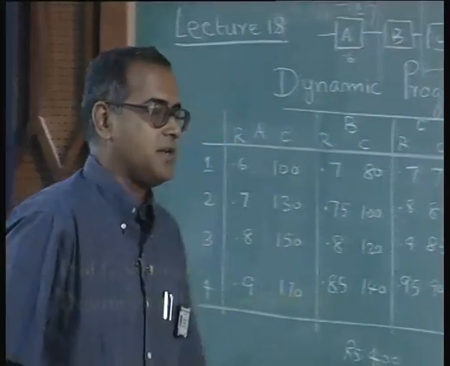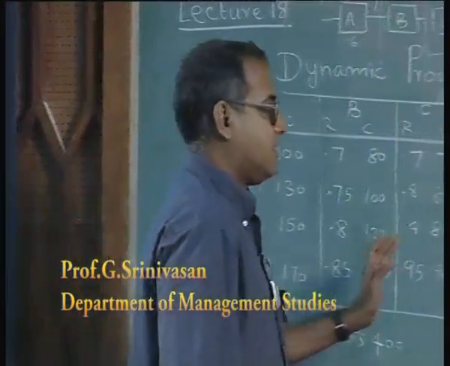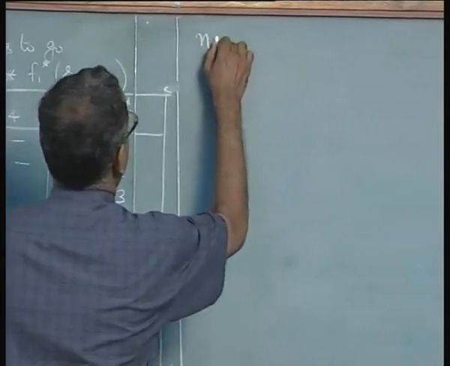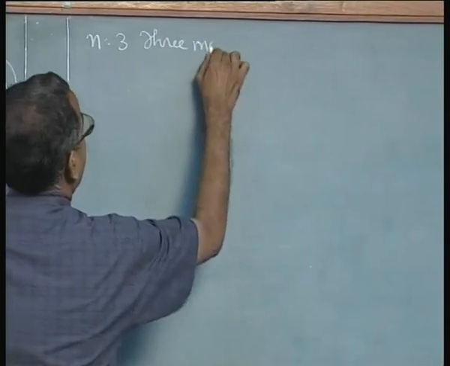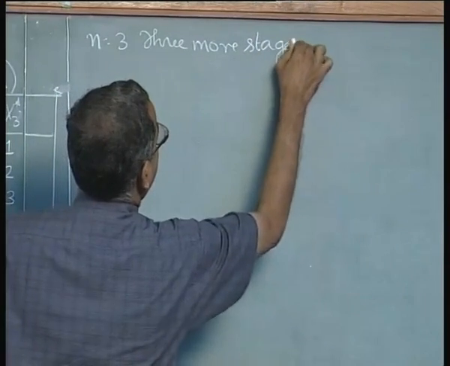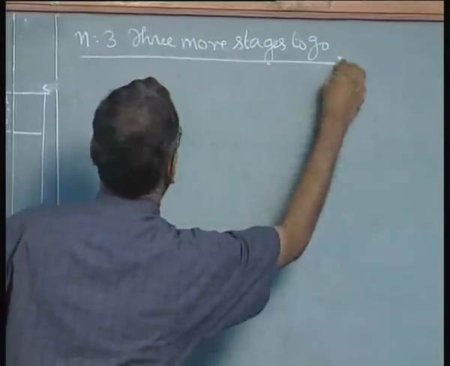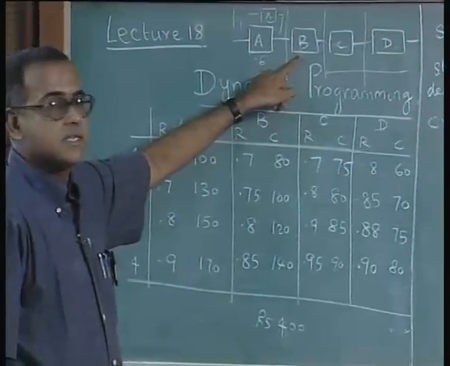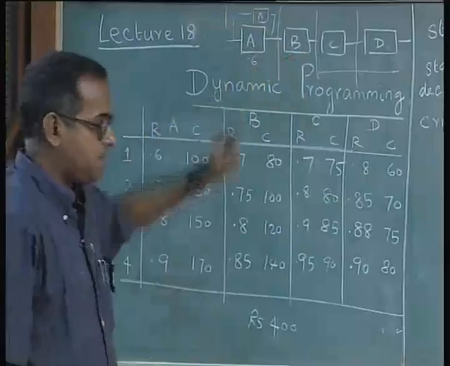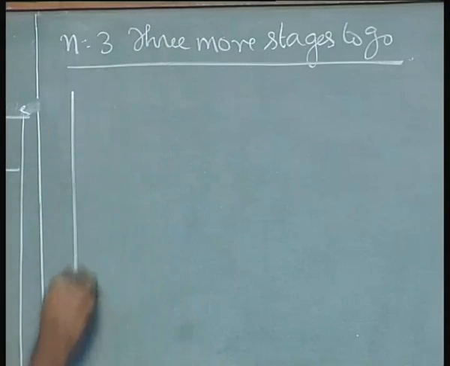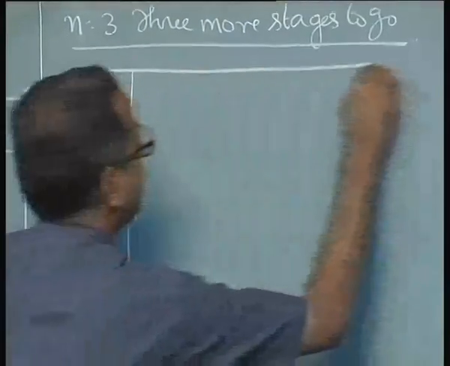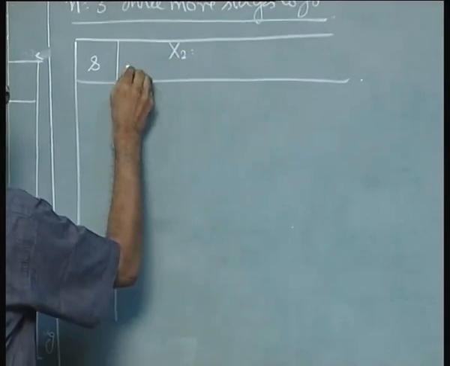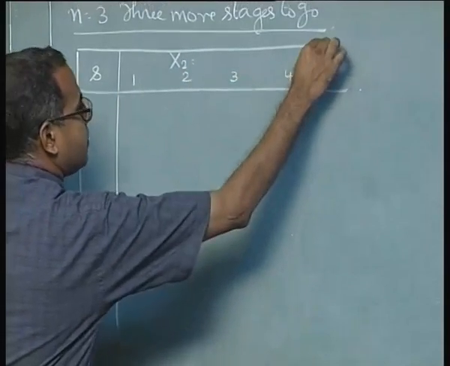In this lecture, we continue our discussion on the reliability problem. We had seen 2 stages in the previous lecture, so we continue and we move to the third stage where you have n equal to 3 more stages to go. So here we make a decision for item or component B, and we have to decide how many we can buy of this component B. So the state variable will be S, that is the amount of money that is available. So the decision will be x2 equal to 1, 2, 3 and 4.